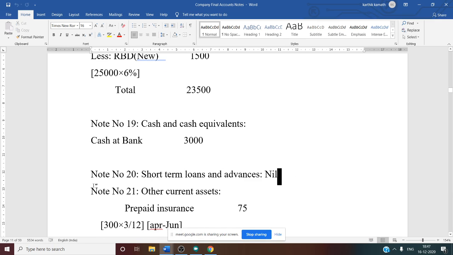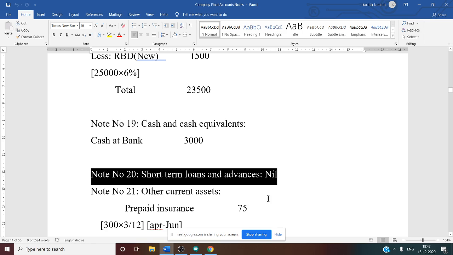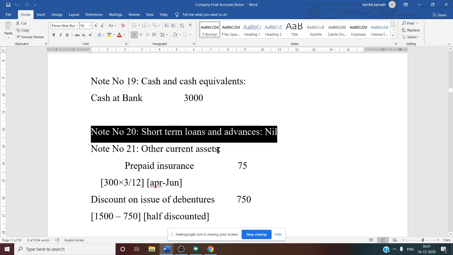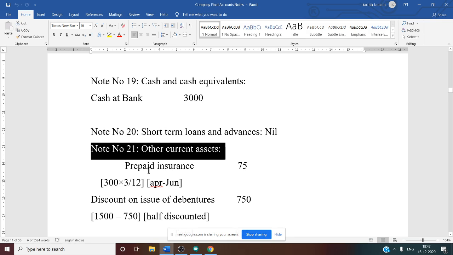Here long-term loans and advances are not given by the company to a third party. Short-term loans and advances are also not given. That is why it is nil. Nil answer. Note number 21, the final working note of the balance sheet.